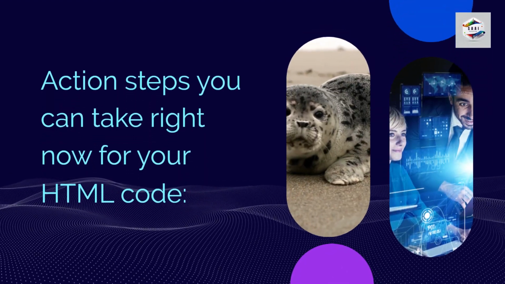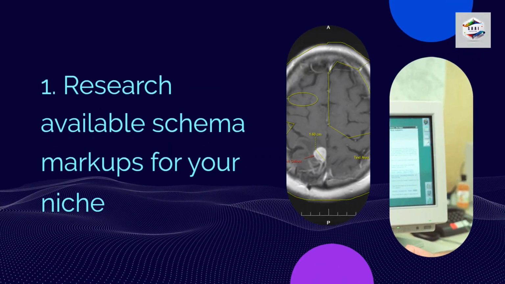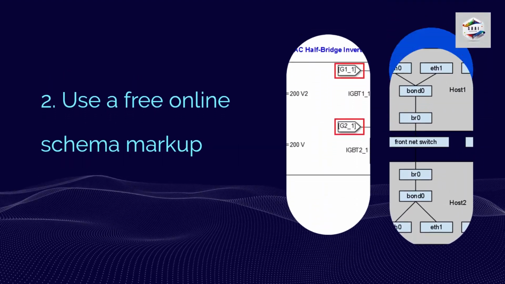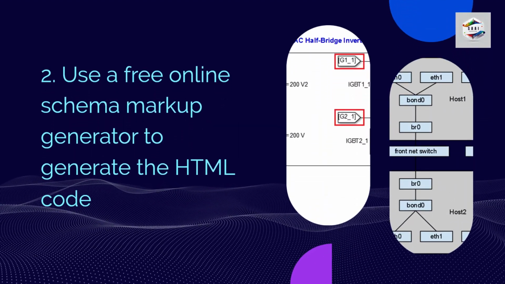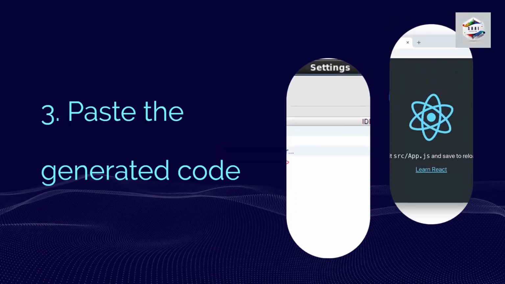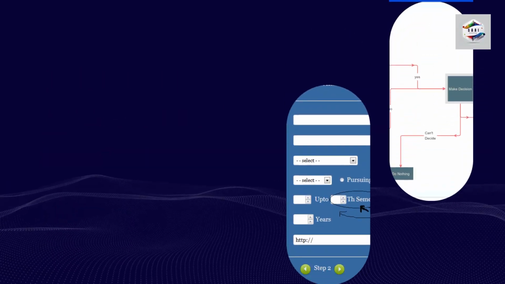Action steps you can take right now for your HTML code. 1. Research available Schema Markups for your niche. 2. Use a free online Schema Markup generator to generate the HTML code. 3. Paste the generated code into your website.